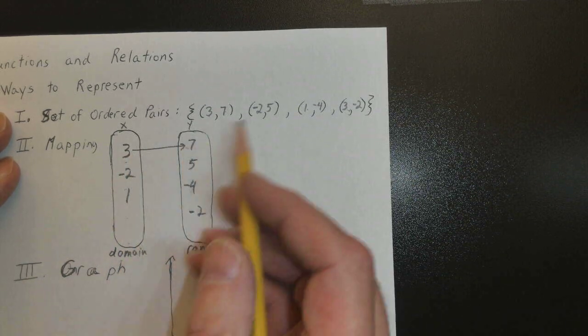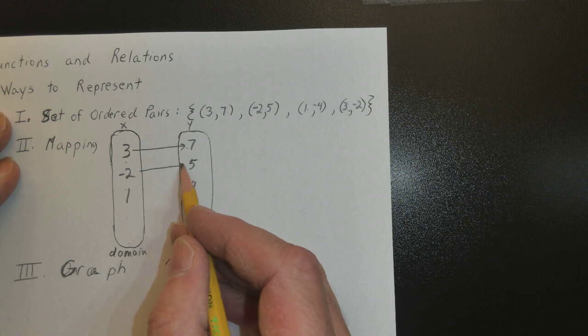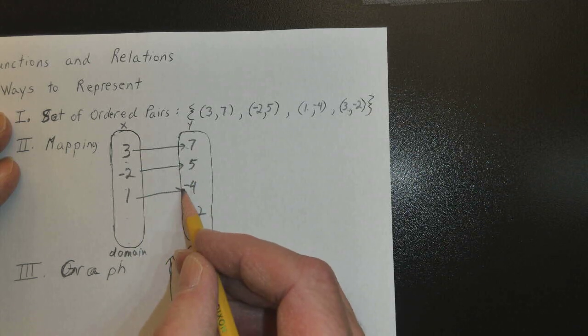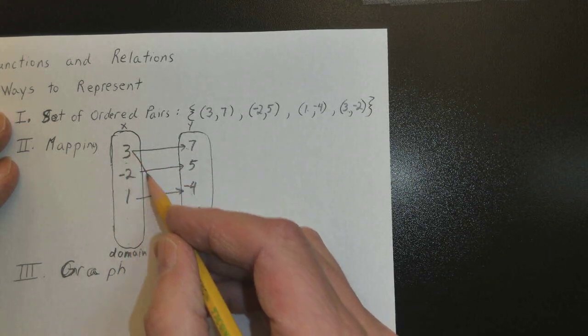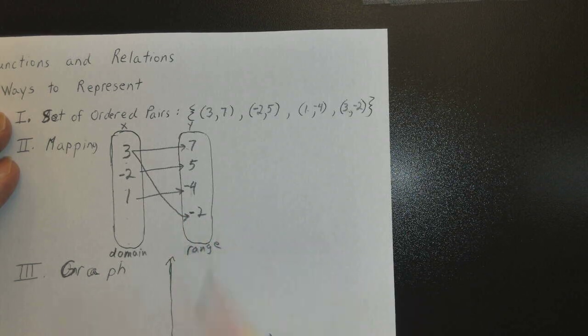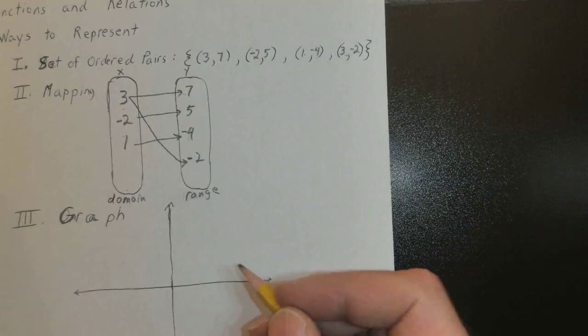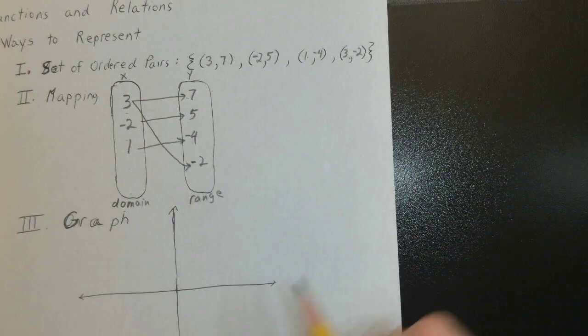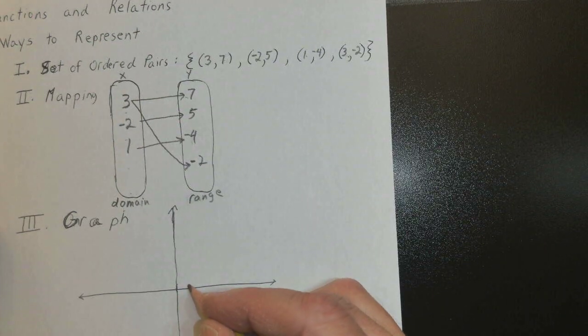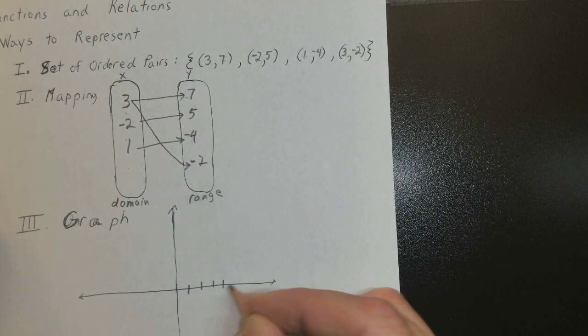Okay? And then mapping, the 3 and 7. 3 goes to 7. Negative 2 goes to 5. 1 goes to negative 4. 3 also goes to negative 2. Okay? So this is mapping here. And then as a graph, I had this on grid paper and the grids didn't show up, so we're going to have to draw these in ourselves.